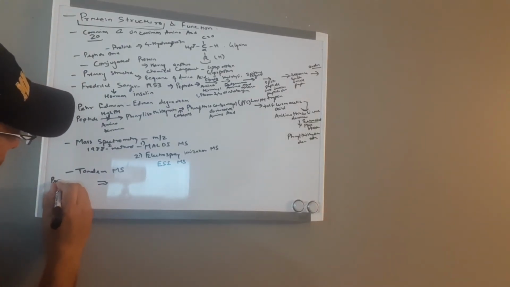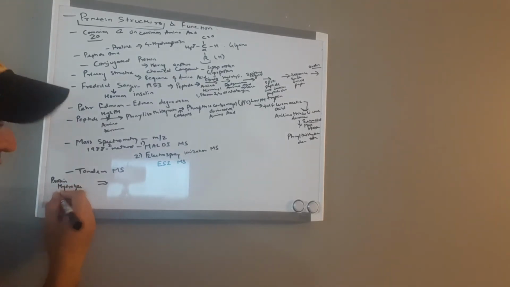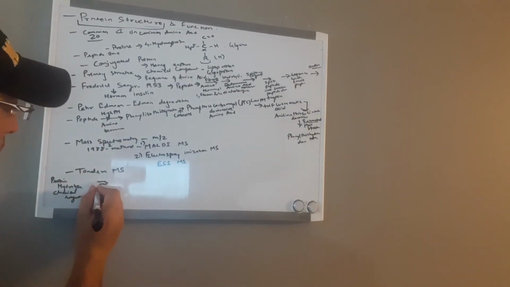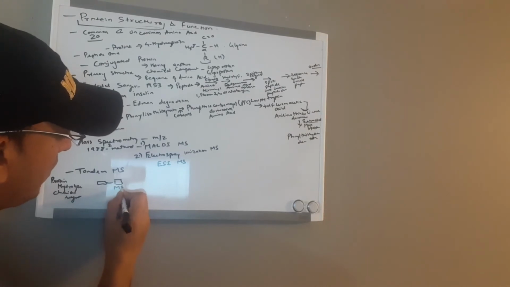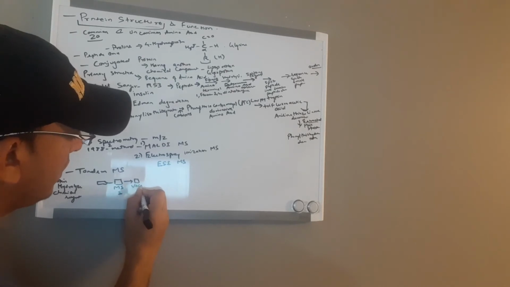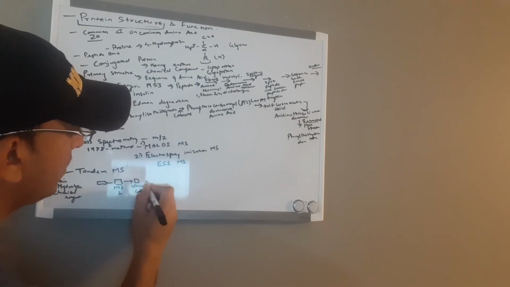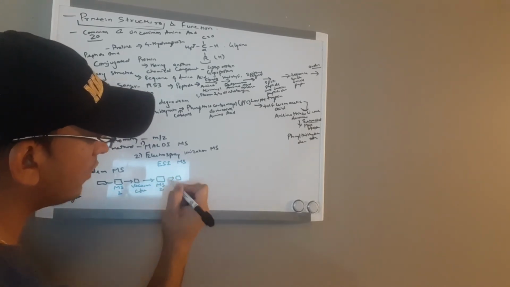So, protein hydrolyzed with protease or any other chemical agent, right? Then the mixture is put into the injection. Then there will be the first mass spectrometer, then a vacuum chamber, then a second mass spectrometer, and then the detection.